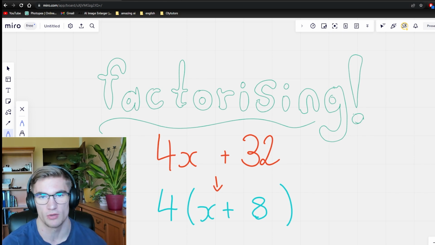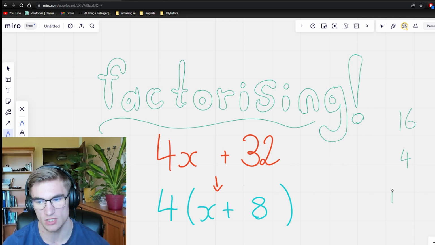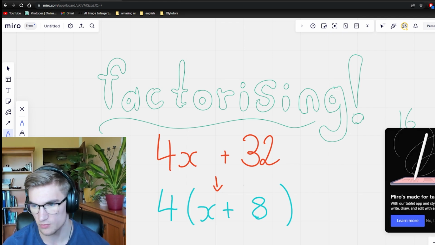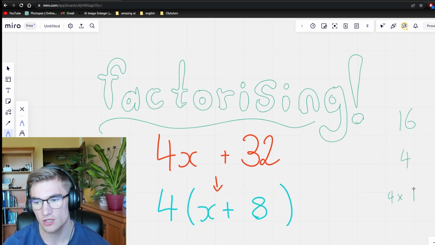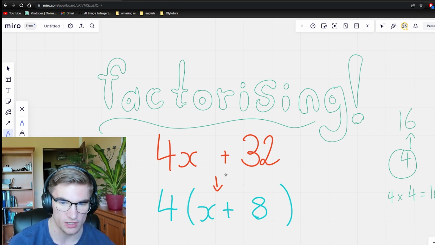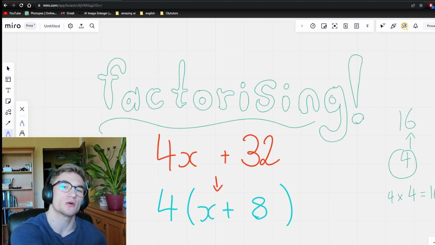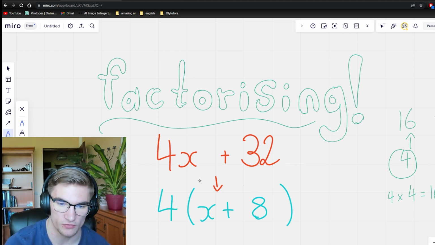A factor is just a number that can get multiplied into another number, right? So for example, if I have 16, 4 is a factor of 16. Why? Because if I do 4 times 4, I get 16. So 4 is a factor of 16, right? So when we're factorizing, that's literally what we're doing. We're looking for a factor and we're pulling it outside of the equation.